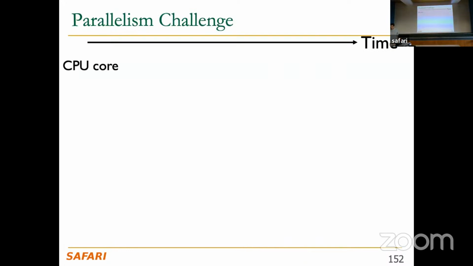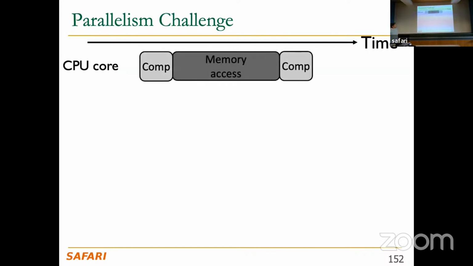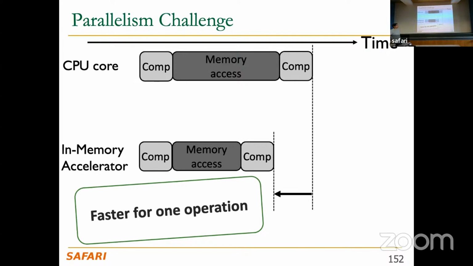The first challenge is taking advantage of parallelism. If you do this computation from the CPU side, you'll have some computation, at some point a memory access, and then you can continue with the execution. If you have an in-memory accelerator, the good thing is that the memory access can be much faster, with lower latency and higher bandwidth, and it's faster.